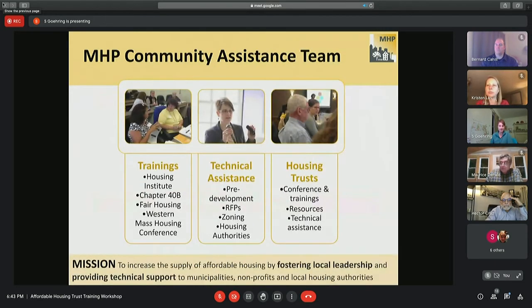So my team specifically is really about trying to build capacity on the local level to support affordable housing. We also work with housing authorities as well as nonprofit organizations. We have a variety of different kinds of trainings all through the year, and of course, more recently, it's been virtual. We do a lot of technical assistance around pre-development work. If you have a municipal site that you're interested in using for affordable housing, we may be able to help you do some initial pre-development work or write the request for proposals. We do zoning work and, like I said, work with housing authorities. And a lot of my work is really focused on housing trusts, helping communities not only establish municipal affordable housing trusts, but then also helping to support trustees once you're appointed.